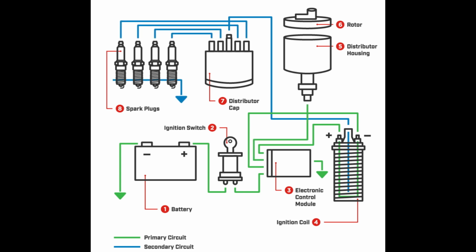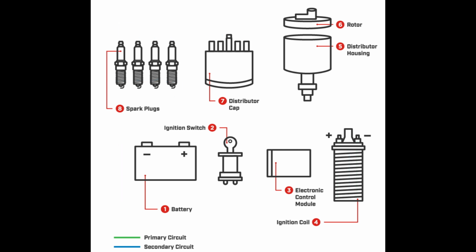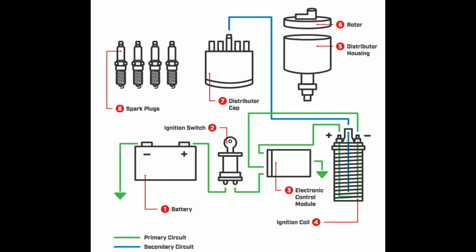Fewer primary turns are used, which makes the primary current higher in the low inductance coil. Solid-state switching is used because such current is not compatible with the capability of mechanical breaker points.